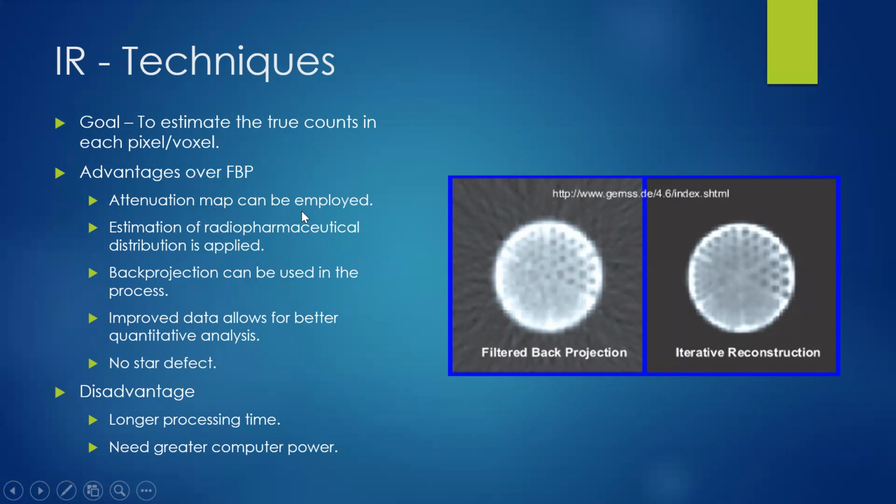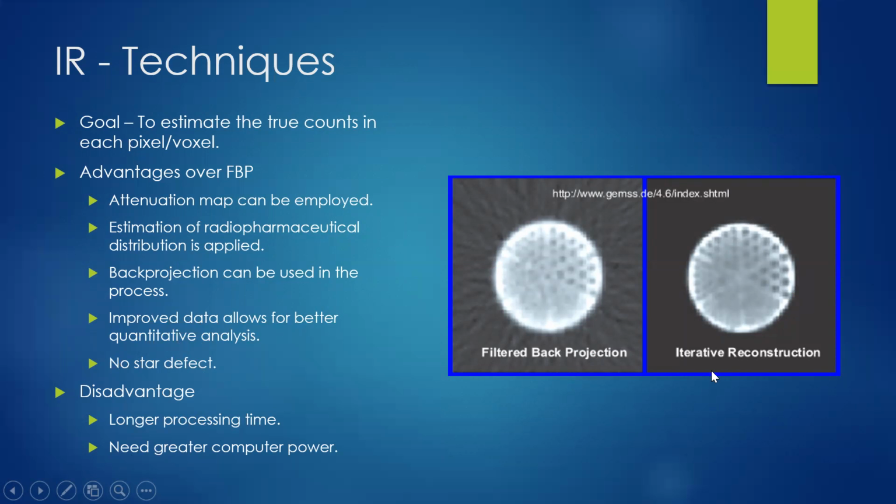which means that we can actually do a CT attenuation correction and apply that right into the image to improve our data. We can also estimate the radiopharmaceutical distribution. You can still use back projection in its process. You can improve data, allowing for better quantitative analysis. And finally, there is no star defect. On the disadvantage side, it takes longer to process and you need greater computer time.